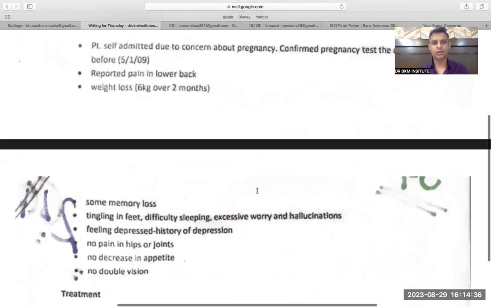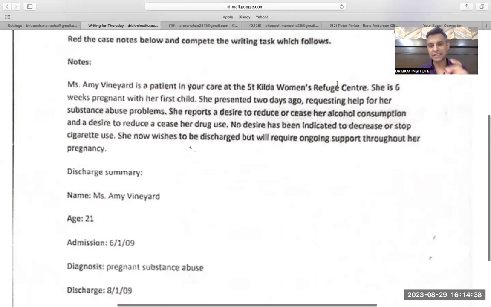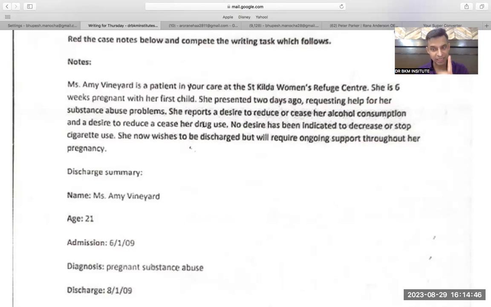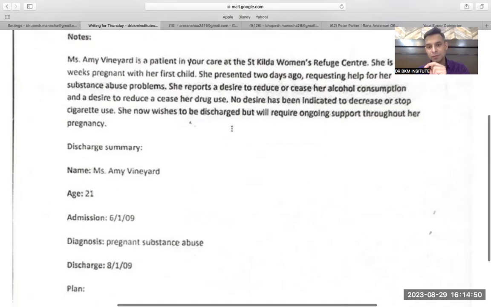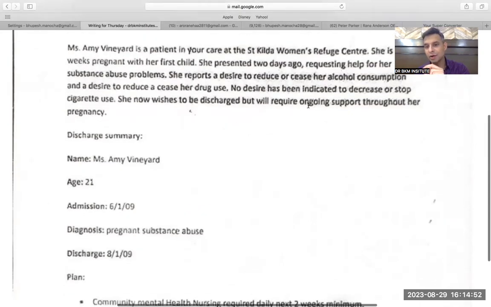We already know the situation, that she is 6 weeks pregnant and she has a desire to cease her drug use. That means to stop her drug use. That is the main desire. And now she will require ongoing support throughout her pregnancy.